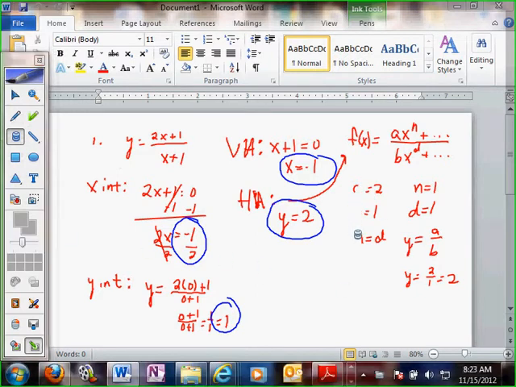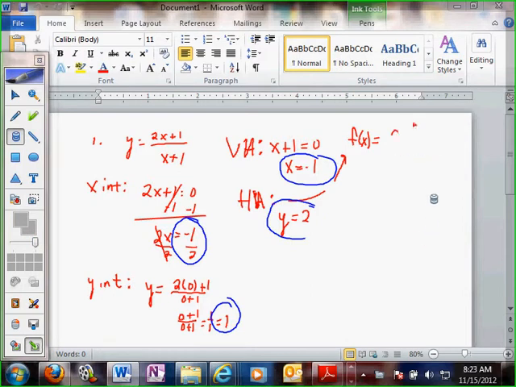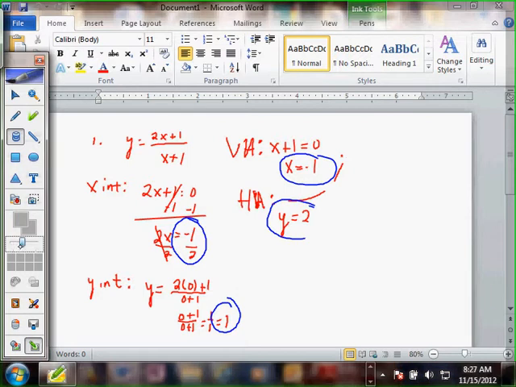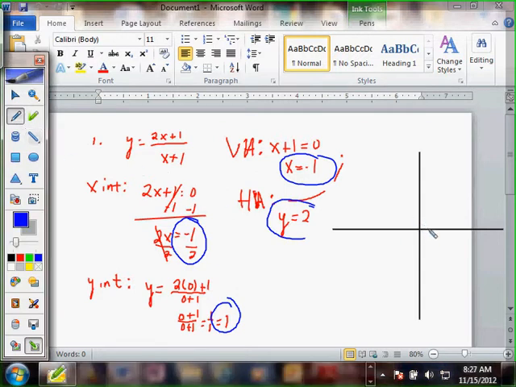I'm going to erase some of this, give myself some room. And yes, you do need to make yourself a little graph on your own paper. If you have graph paper, that would be a little bit better, but you could get it done either way, just like I'm doing here.